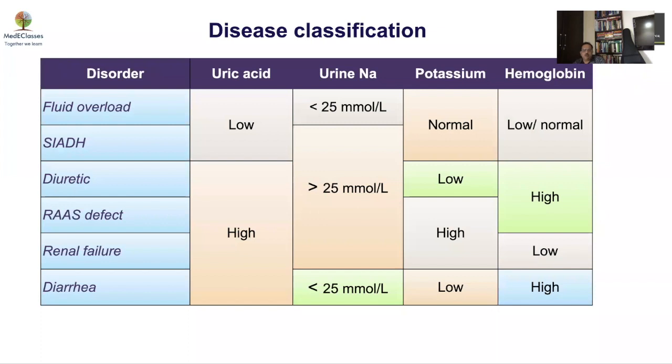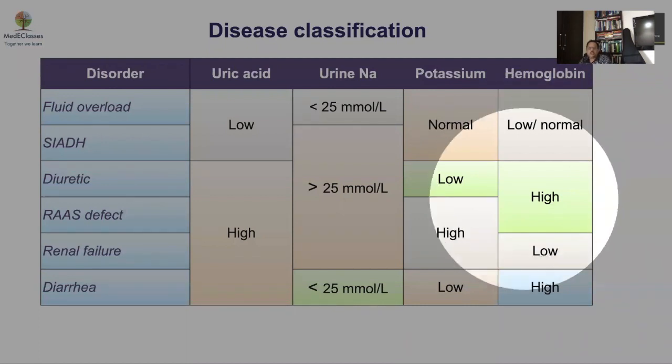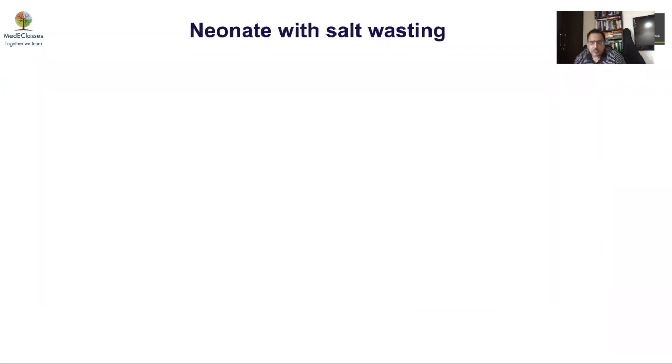And finally, hemoglobin, again a surrogate marker of hydration. If the hemoglobin is high, it means hemoconcentration. So the key things to look at are urinary sodium and serum potassium, which will give you the clue, and hemoglobin and uric acid are the markers of the hydration status in this perspective.